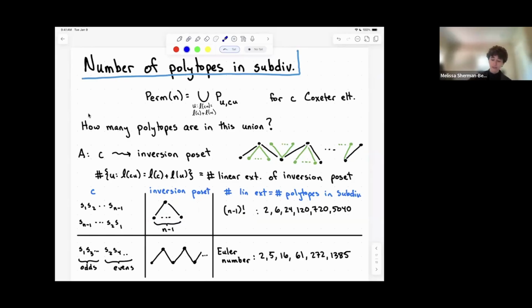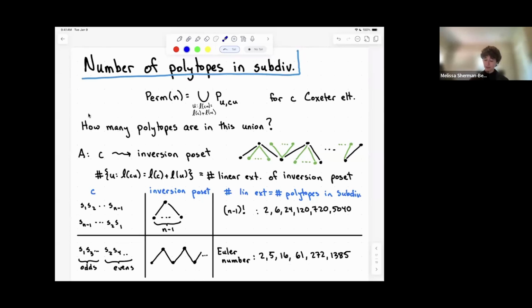At the other extreme is this bipartite Coxeter element that was mentioned before. So this is the one where you take the simple transpositions indexed by odd numbers, and then after that, the simple transpositions indexed by even numbers, or the inverse. And in that situation, the inversion poset is just the zigzag. You don't have any dangling things at all. And the number of linear extensions is an Euler number, also the number of up-down permutations. And well, here are those numbers.